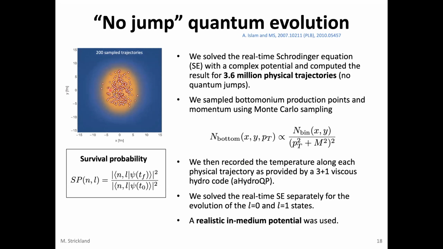For the background, we used a realistic 3+1 dimensional hydro code, and we're only interested so far in the L equal to 0 and L equal to 1 states. And when you don't have jumps turned on, you can just simulate them independently. The survival probability that we are going to extract is this quantum mechanical ratio of the overlap of some vacuum state indexed by N and L with the wave function that was evolved through the simulation. And then we compare that to the overlap that was in the initial condition.